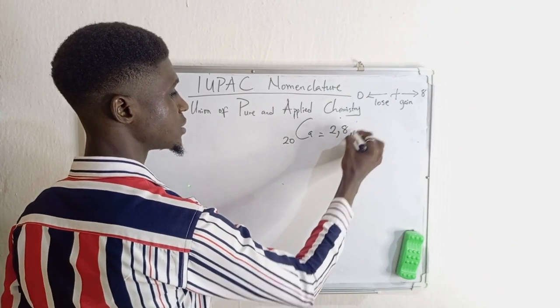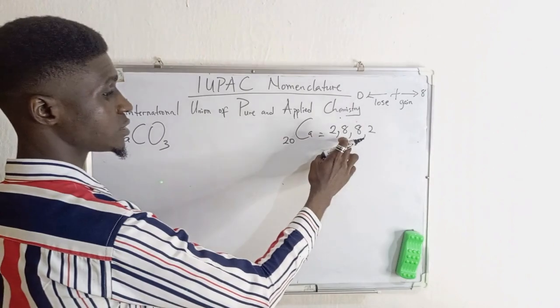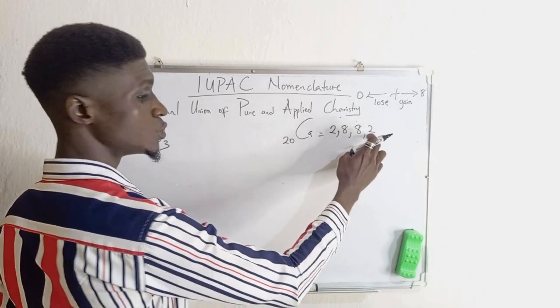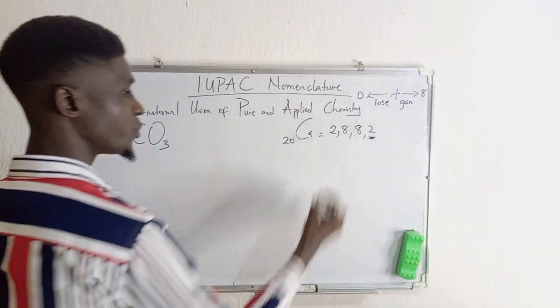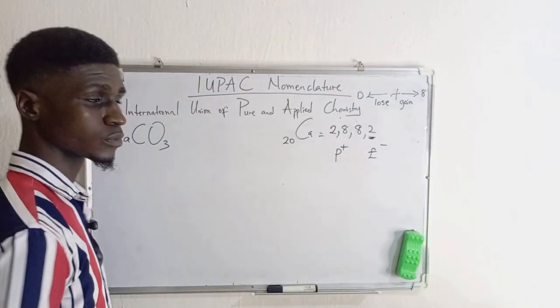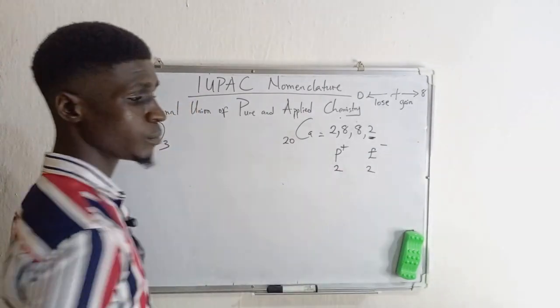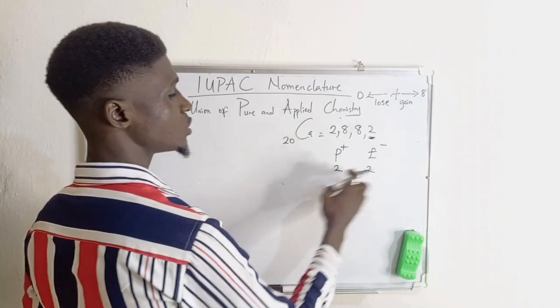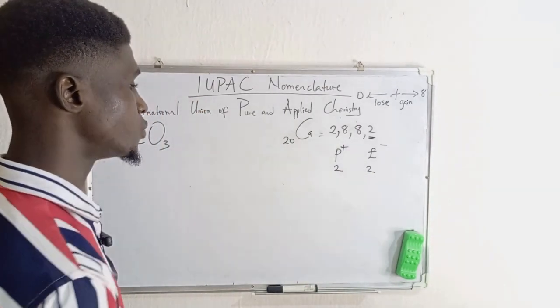Using the old method of electronic configuration, we have what? 2, 8, 8, and then 2. 2 plus 8 is 10, plus 8, 18, plus 2, 20, right? So we are working with the valence electrons. So bring out your proton and what? Electron, right? So the valence electrons are what? 2 in number. At this point, 2 is equal to 2 because at this point, the atom is electrically neutral.